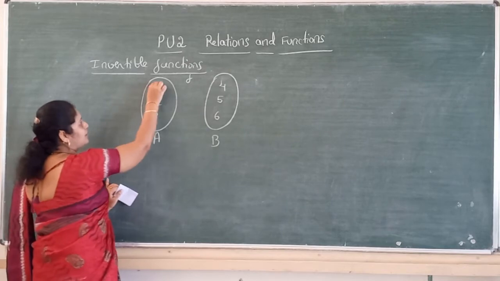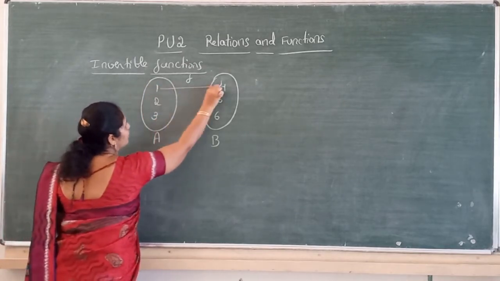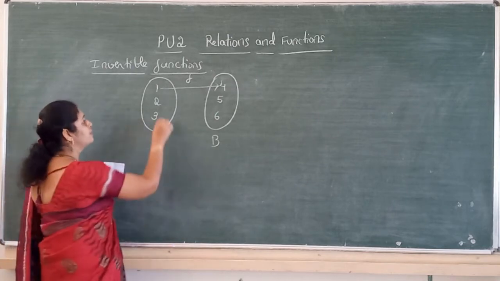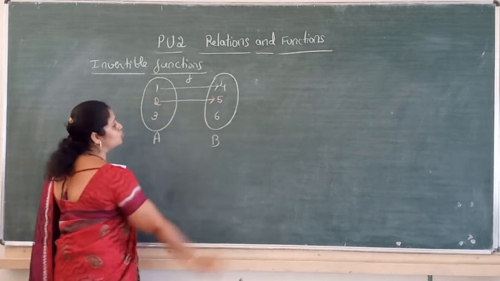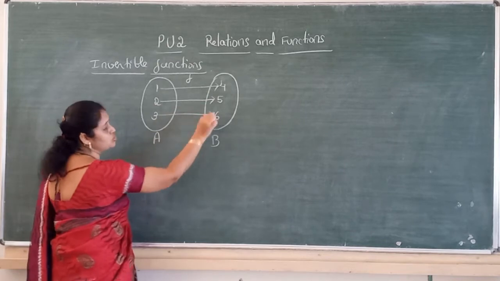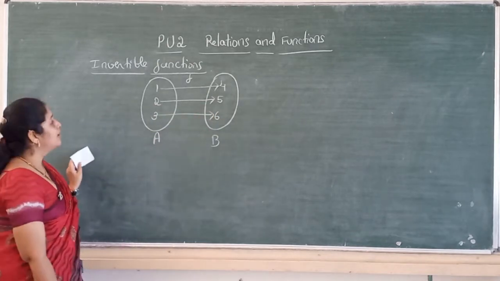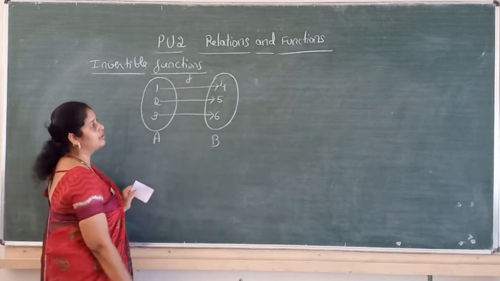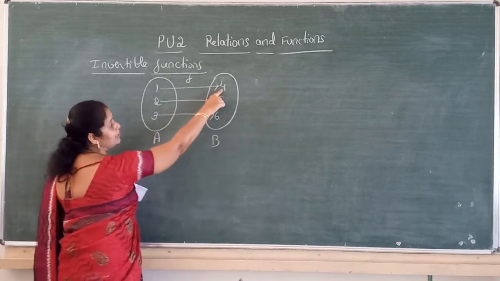Now I will write the mapping: 1 goes to 4, 2 goes to 5, 3 goes to 6. Okay, now what is this 4 called? 4 is called the image of 1.